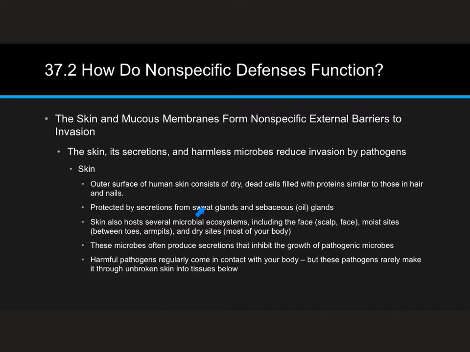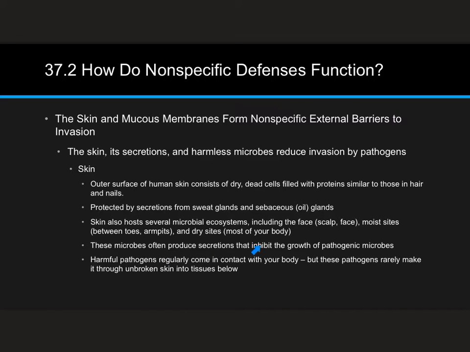It's protected by secretions from sweat glands and sebaceous glands, which are oil glands. We'll see a picture on the next slide of what this looks like. The skin also hosts several microbial ecosystems, including on your face. So on your scalp and on your face, there's some stuff that helps to prevent those pathogens from getting inside of your skin. Moist sites, so like between your toes or your armpits, there's certain bacteria that live there that can help prevent pathogens from going in. And dry sites, so pretty much everywhere else. There's ecosystems on your body to help prevent some of this stuff getting in.